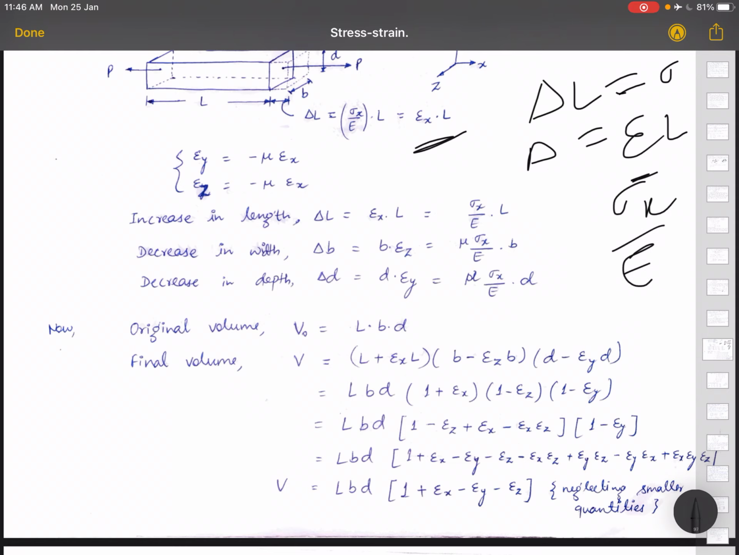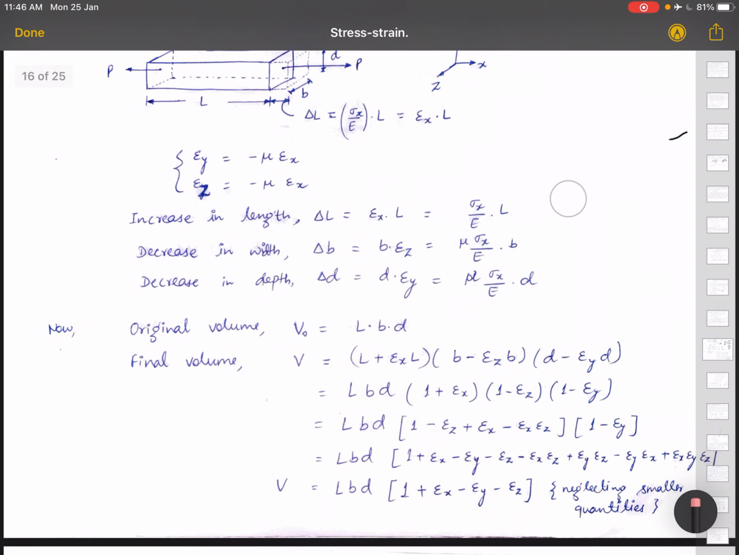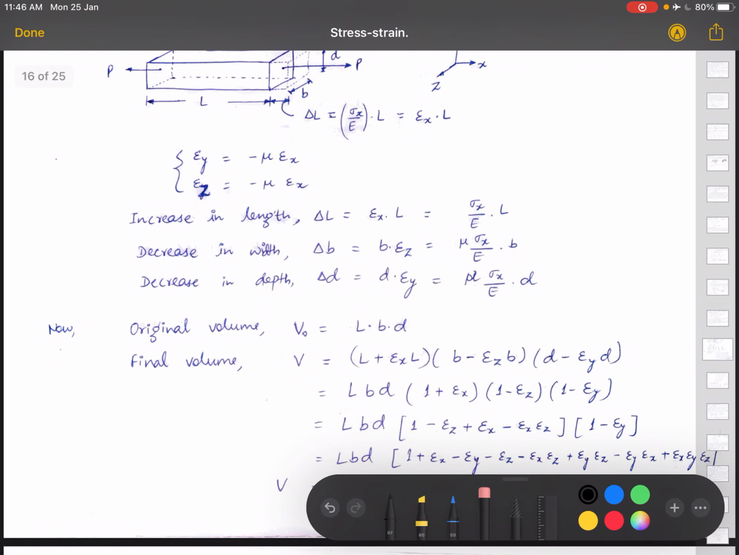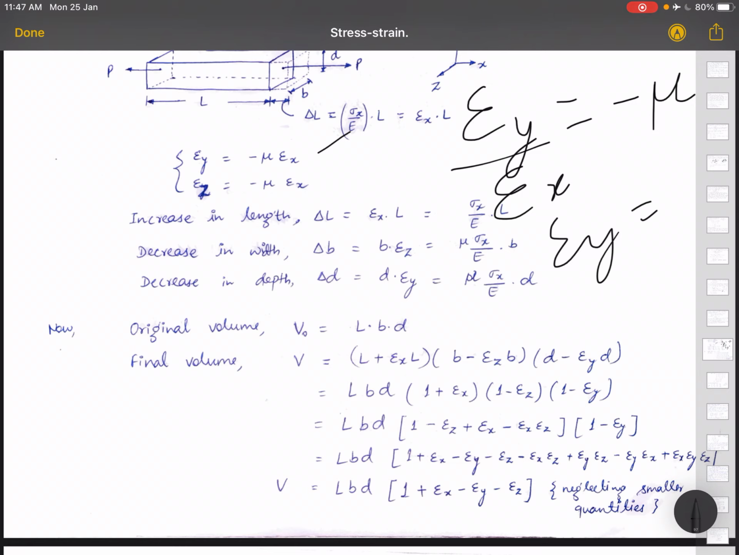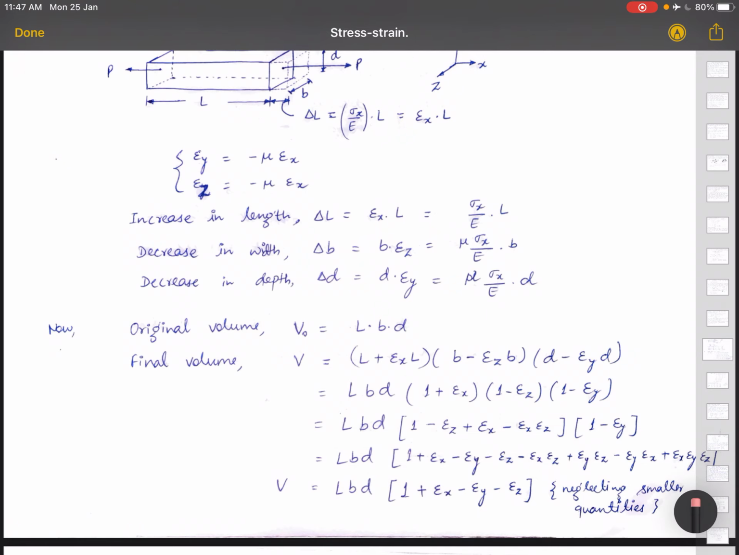But what is going to happen in the y direction or z direction? Sigma y upon sigma x will be how much? Minus mu. So sigma y is minus mu times sigma x, and epsilon z is minus mu times epsilon x. Now the increase in length is sigma x by E into L, and there will be a decrease in width as well as a decrease in depth.